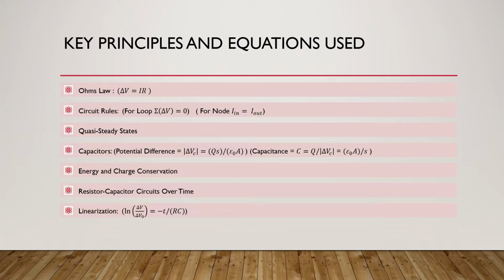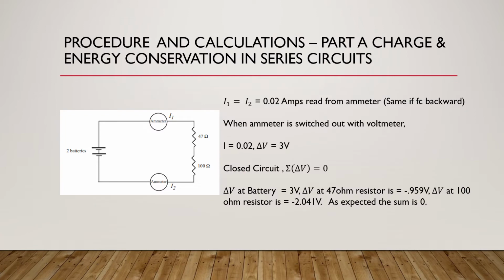That's going to be the equation that we use to relate delta V over V naught and RC over time as well. We'll go ahead and start with part A of the experiment, and this is the charges and energy conservation in a series circuit.